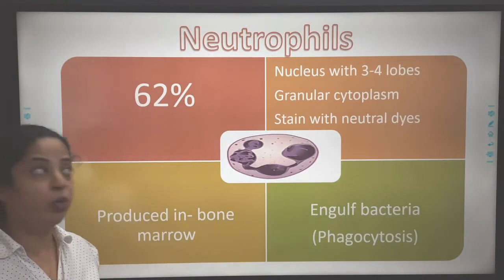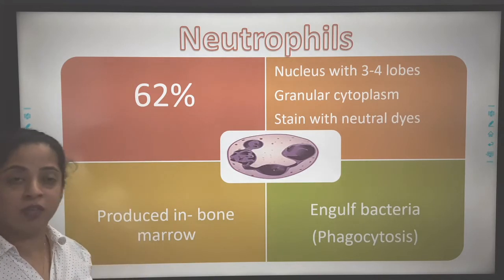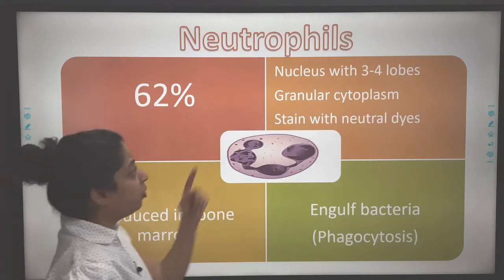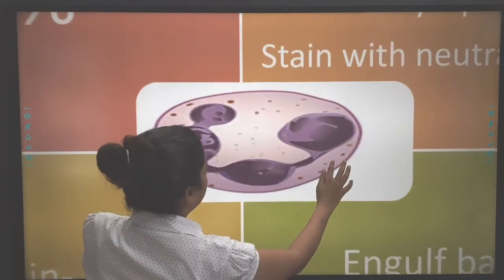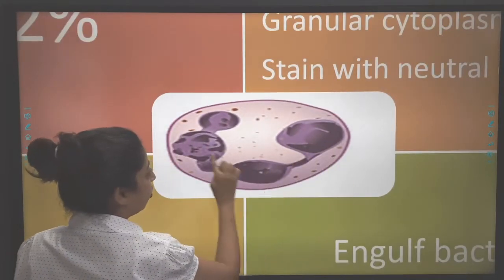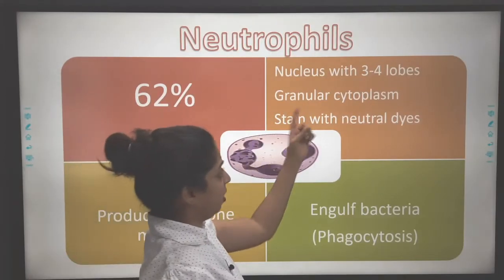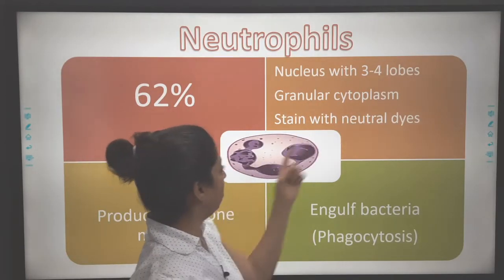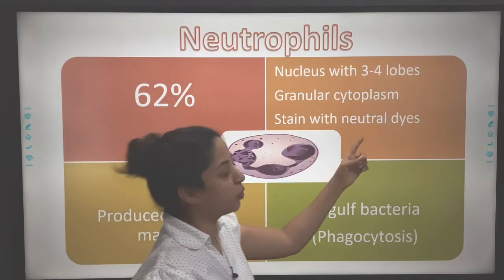First we go on to neutrophil. Neutrophil accounts for around 62% of the WBC. Now the nucleus is with 3 to 4 lobes. If you see here, the nucleus is 3 or 4 lobed, right? And the cytoplasm is granular as usual. The neutrophils always stain with neutral dyes.